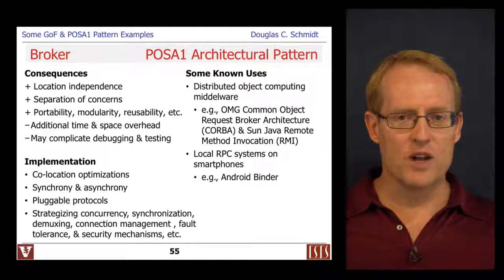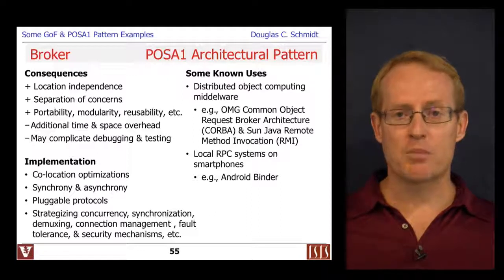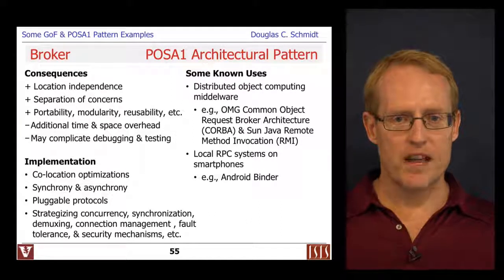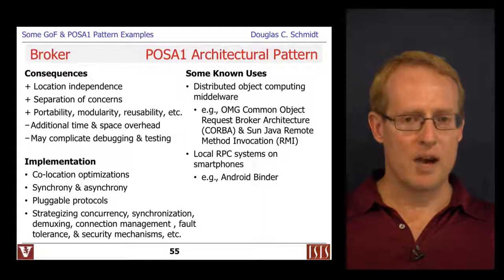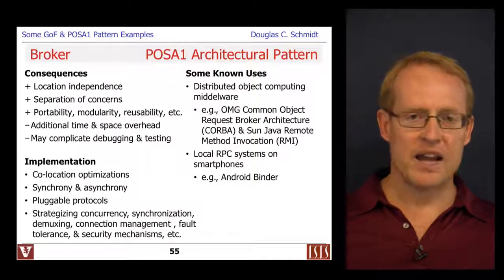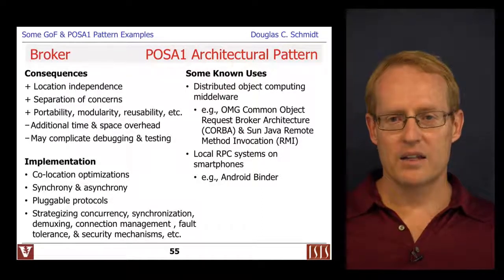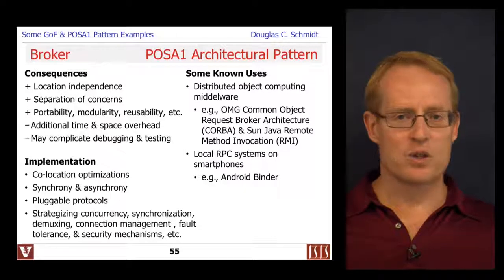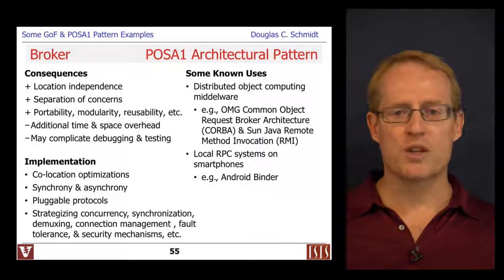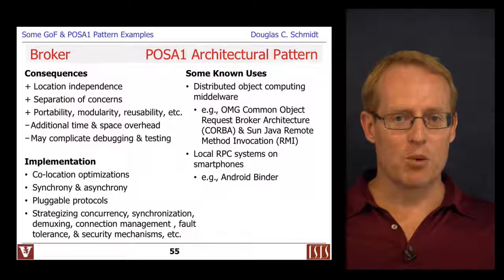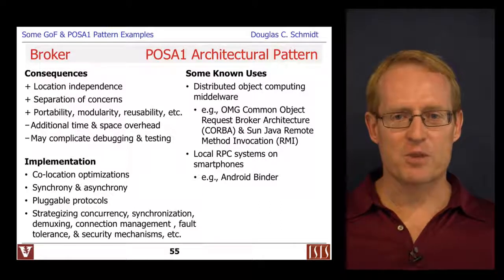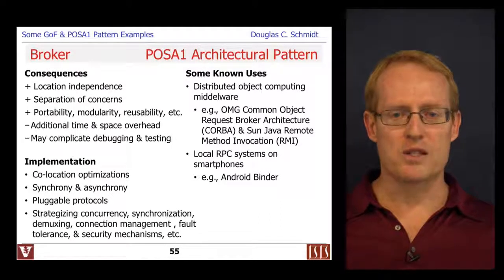There are lots of examples of brokers in practice. The best known ones probably come from the distributed object computing middleware family of solutions: CORBA, Java RMI, and back in the older days, things like DCE, which is more of a procedural approach to this, and so on. And of course, in a more modern way, the various frameworks we see with Android that provide local inter-process communication within a device.